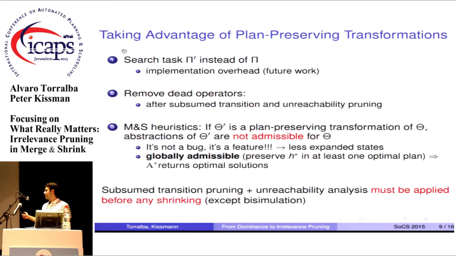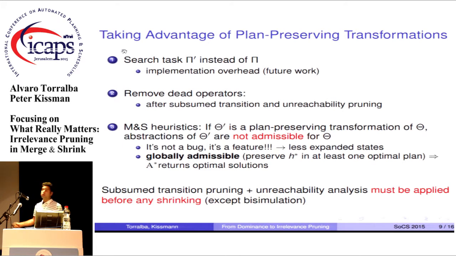However, this is not bad news. Actually, it's a feature of our technique, because it means that we are going to expand fewer states. And even if your heuristic is not admissible, it fits one property that was defined by Ernst Karpas and Carmel Domshlak, that is globally admissible. And this property is sufficient to guarantee that A star will return an optimal solution. So basically, we get additional pruning from our heuristic.